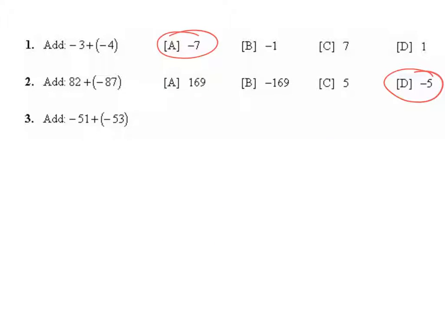On question 3, it doesn't look like I have any canceling out going on. I just have some negative counters combined with some more negative counters. So if I had 51 negative counters, and I combine it with 53 more negative counters, I would just have 51 plus 53, which is 104 counters, and they would all be negatives.